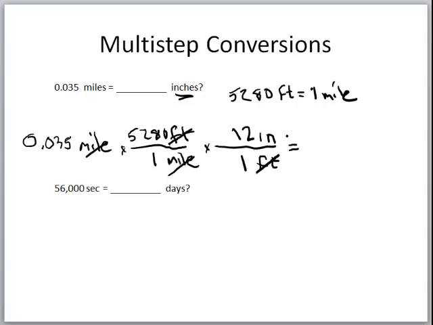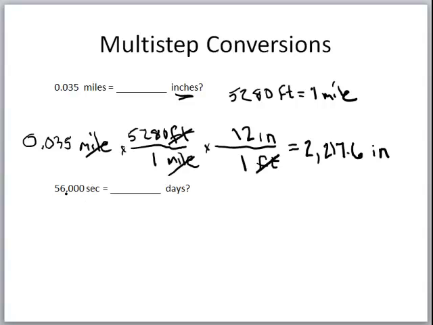So now when we do the math here, again, take out your calculator, and we will do 0.035 times 5,280 times 12, and we get 2,217.6 inches. Now we're not going to worry about the significant figures right now. We'll cross that bridge a little bit later. So we've converted 0.035 miles to inches.